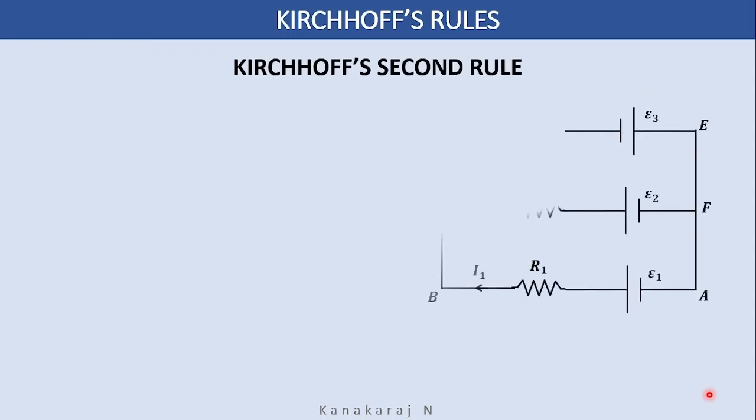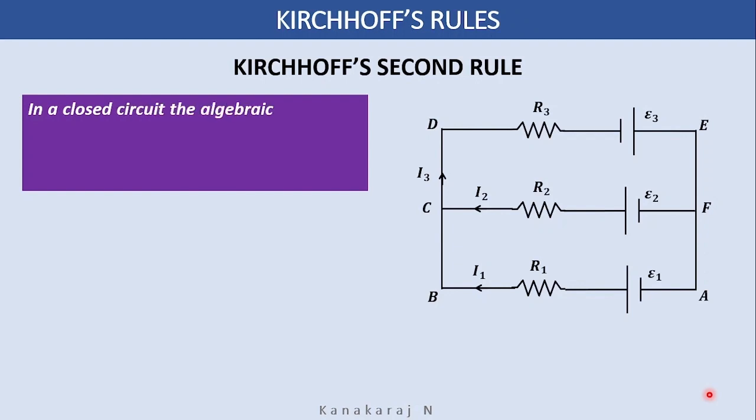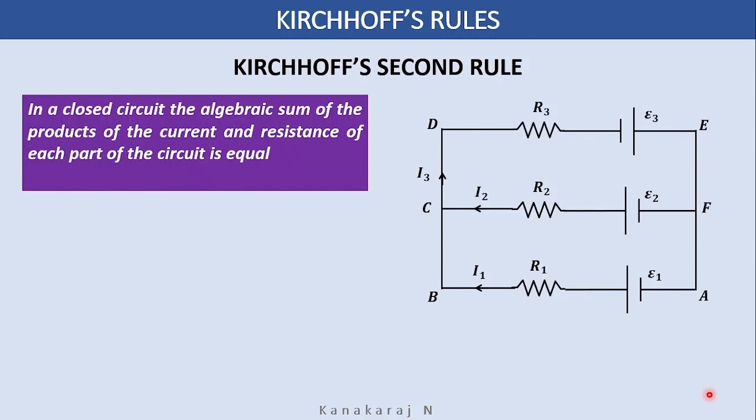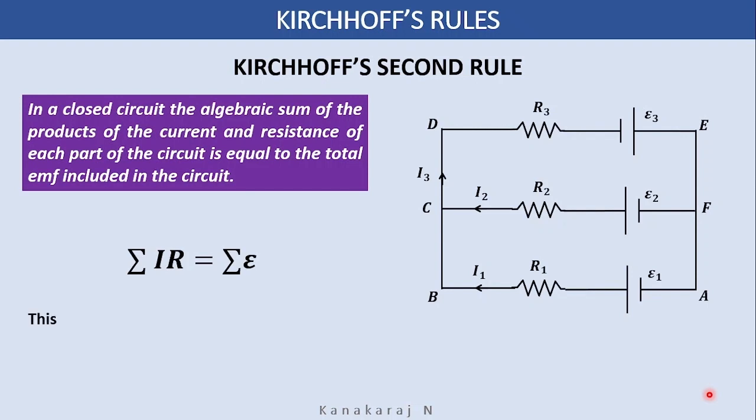Kirchhoff's second rule. In a closed circuit, the algebraic sum of the products of the current and resistance of each part of the circuit is equal to the total EMF included in the circuit. Mathematically, sigma IR equals sigma epsilon.